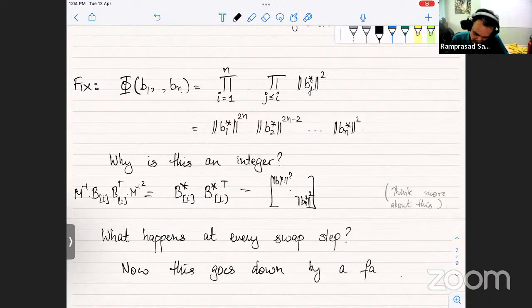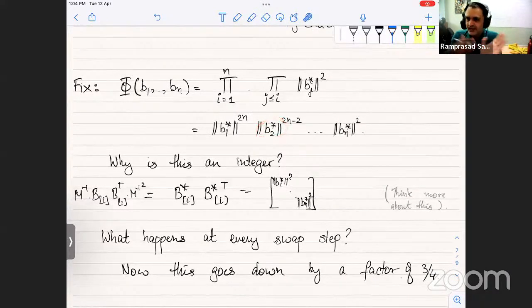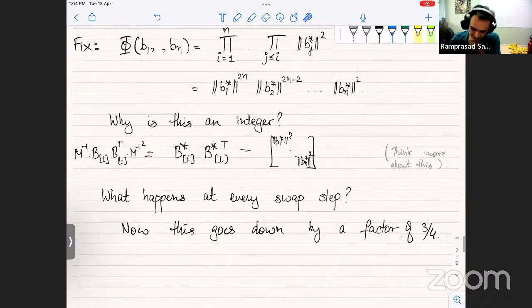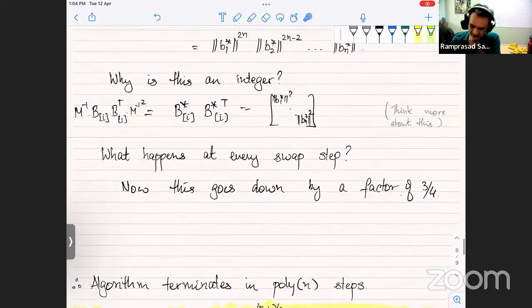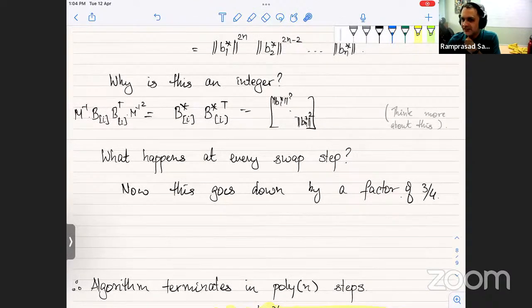And now, most importantly, you can argue that this goes down by a factor of 3/4. Basically, because bi reduces by 3/4 in length. Bi plus 1 increases by 4/3 in length. But fortunately, the lower guy appears more often than the higher guy. So you have a net contribution of 3/4 from every swap step. And that's it.